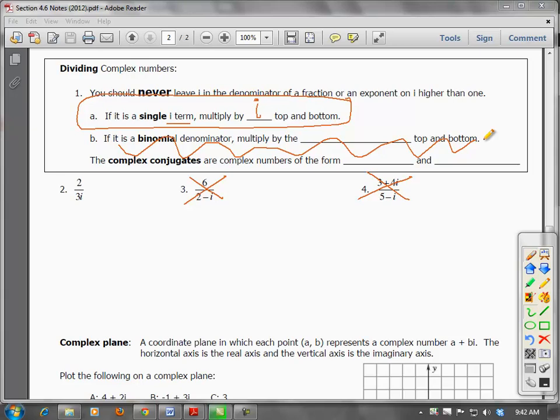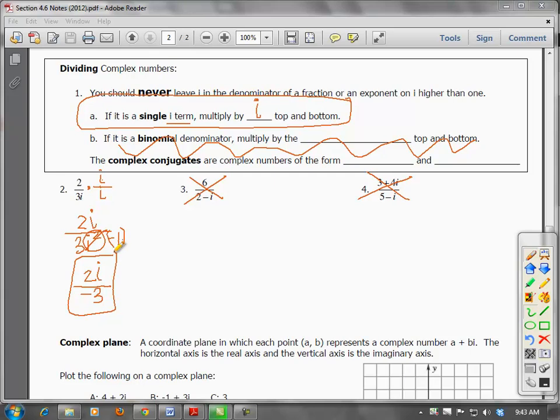So I want to show you an example. 2 divided by 3i. I don't care about the 3 on the bottom right now. What I care about is the i. So I'm going to multiply top and bottom by just a single i. And I'll probably put in one more question for you just to make sure. 2 times i on top is 2i. 3i times an i on bottom is 3i squared. Well, i squared is the same thing as -1. So on the top I have 2i. In the denominator I have 3 times -1, which is -3. Done.